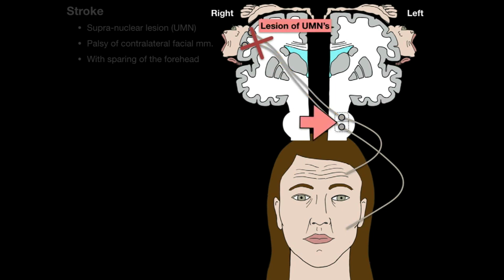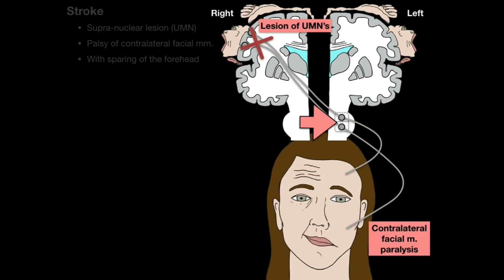And as a result, the lower motor neurons of the facial nerve on the left side do not receive innervation, which results in contralateral facial muscle paralysis like this. But wait a Star Trek second here.